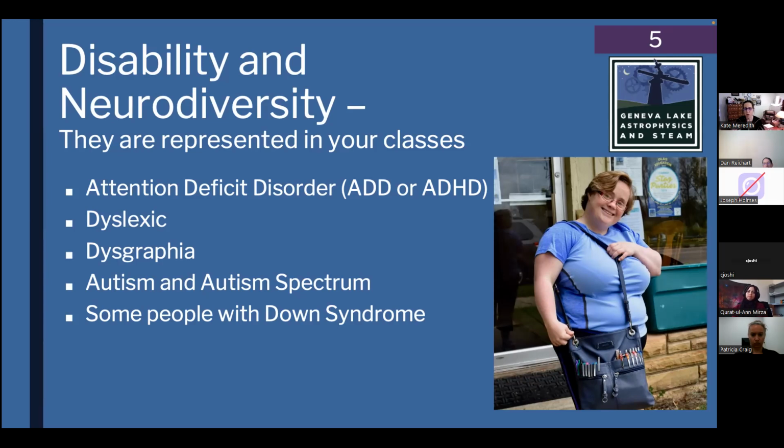And so that covers all the things you see on the slide: attention deficit disorder, dyslexia, dysgraphia, which has to do with processing hearing and then producing print material from that, dyscalculia, autism spectrum. And I am hearing some people with Down syndrome also identifying as neurodiverse. That really is dependent on the person.